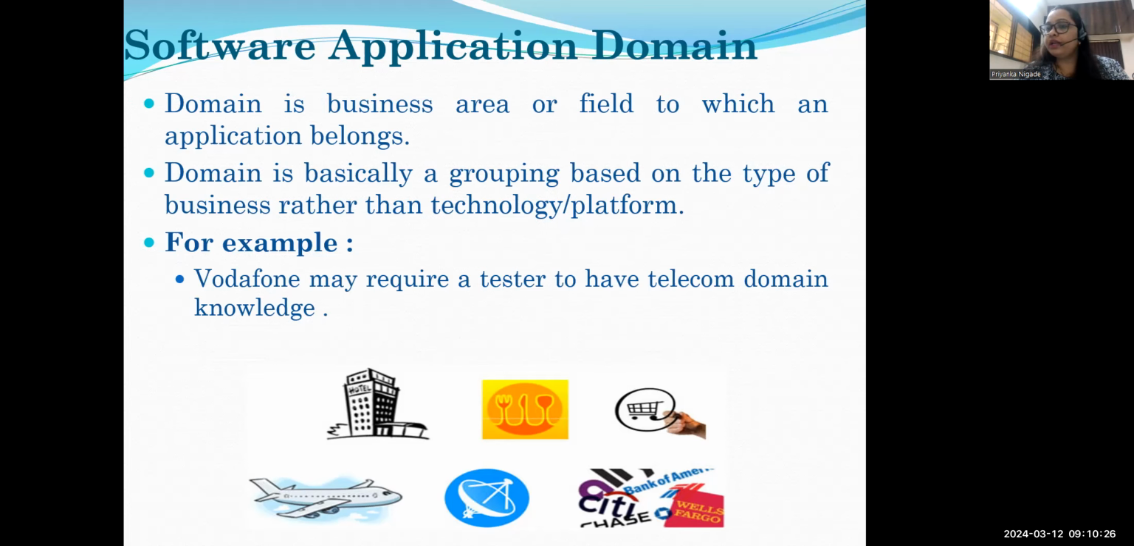That's again your industrial based domain. So every different application is based on a different domain, correct? Here we have taken the example of Vodafone: Vodafone may require a tester to have telecom domain knowledge. Similarly, if Amazon has some kind of requirement, they definitely need a tester who has e-commerce domain knowledge. So domain knowledge also plays a very important role.